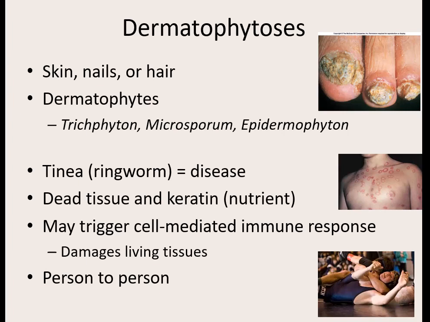Ringworm is technically a dermatophyte. Again, it's found on our skin, but it not only is found there, it feeds on the skin. And it causes that inflammation, that's the reddening. Dead tissue and keratin. Keratin is a protein in our skin, which means it's now an energy source for fungus to live on.